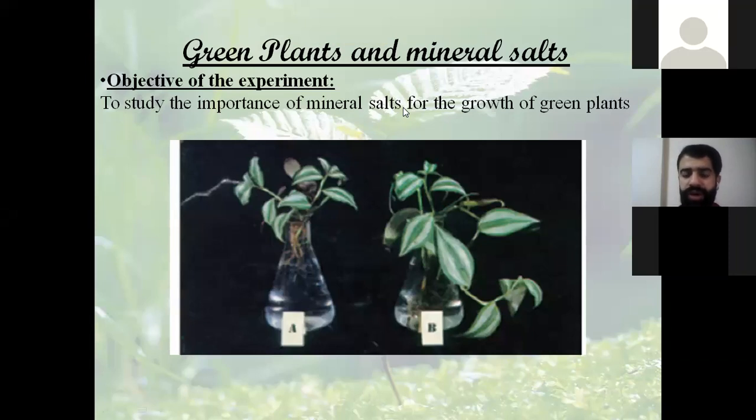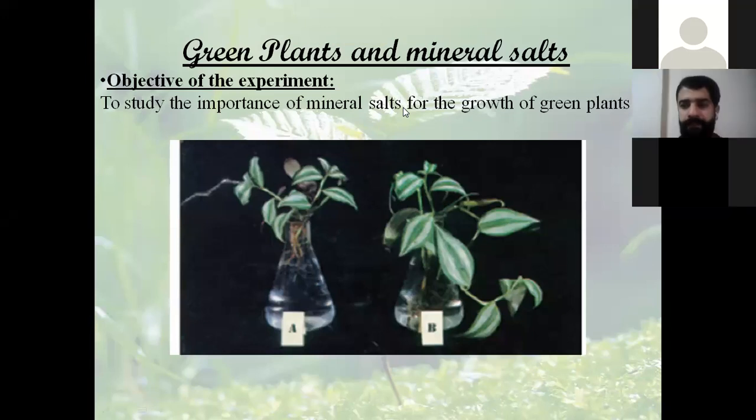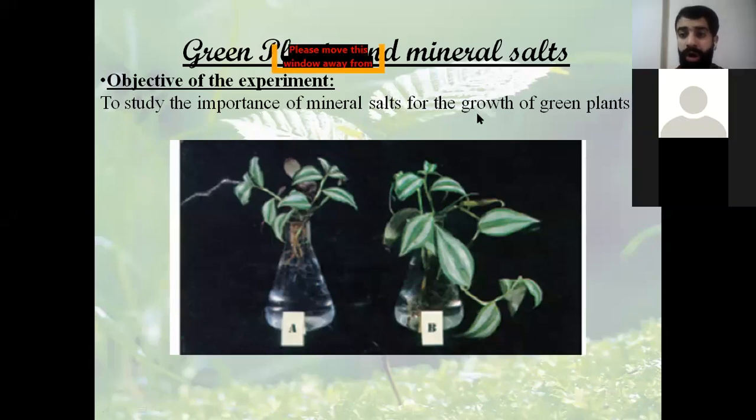Good morning. Good morning, Fatima. The posed problem is what is the importance of mineral salts for the growth of green plants? Okay, very good. Thank you, Fatima. So, what is the importance of mineral salts for the growth of the green plant? This is the posed problem.